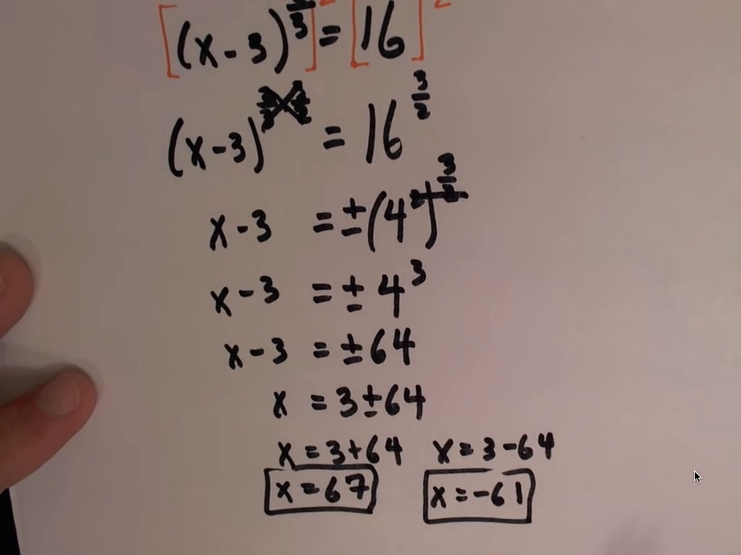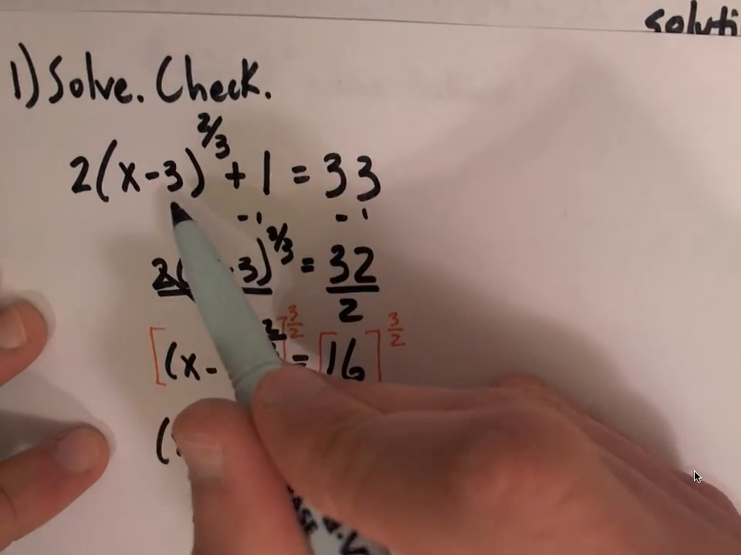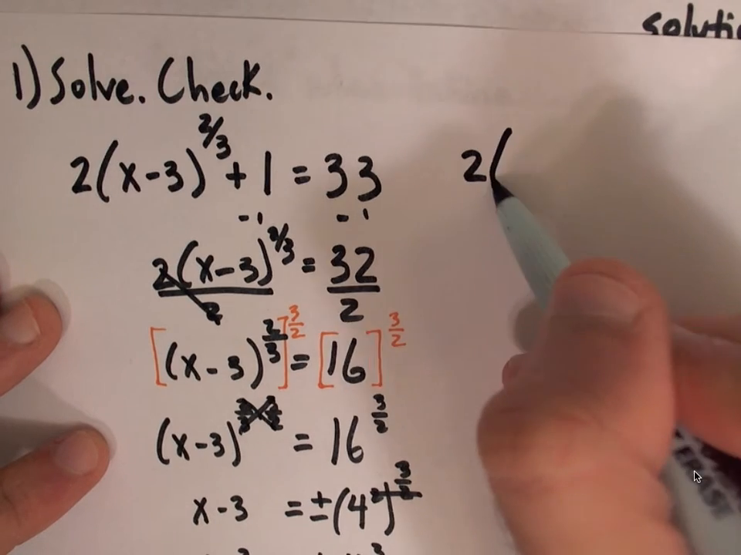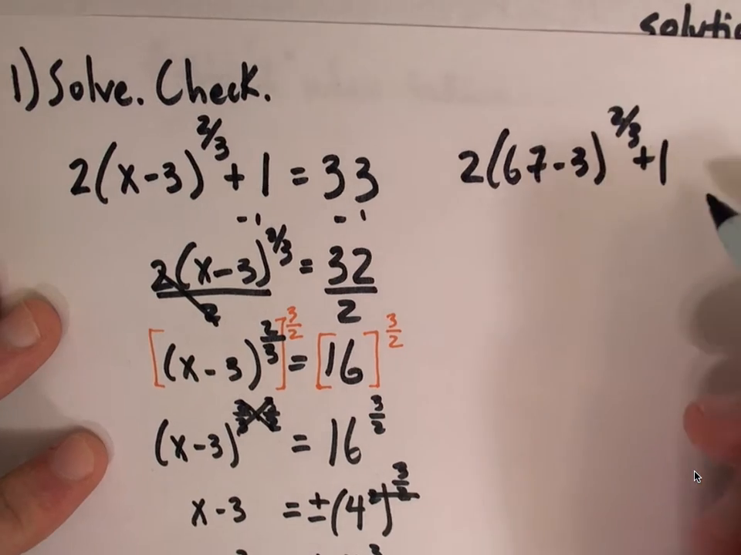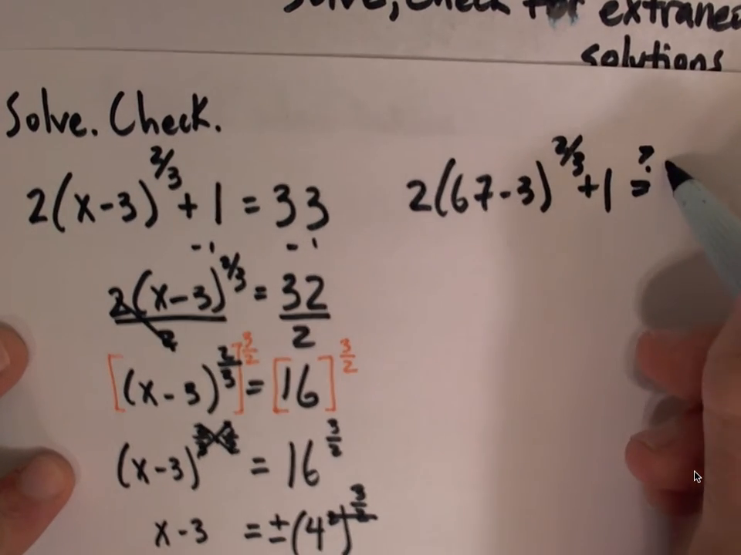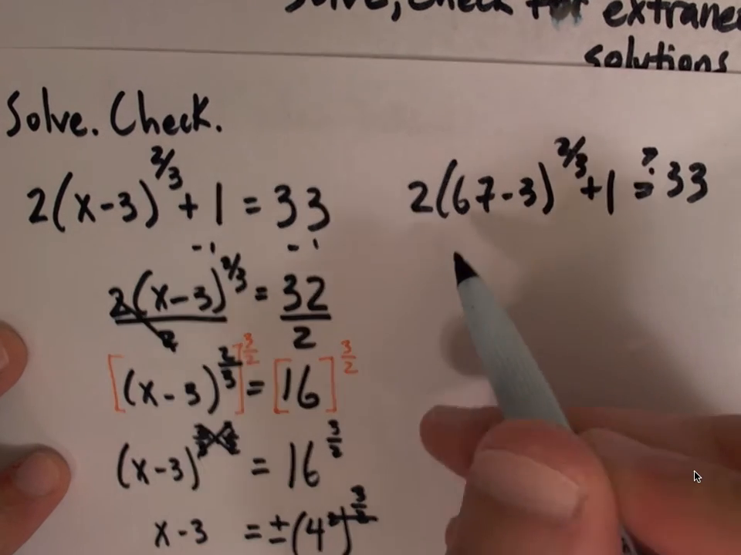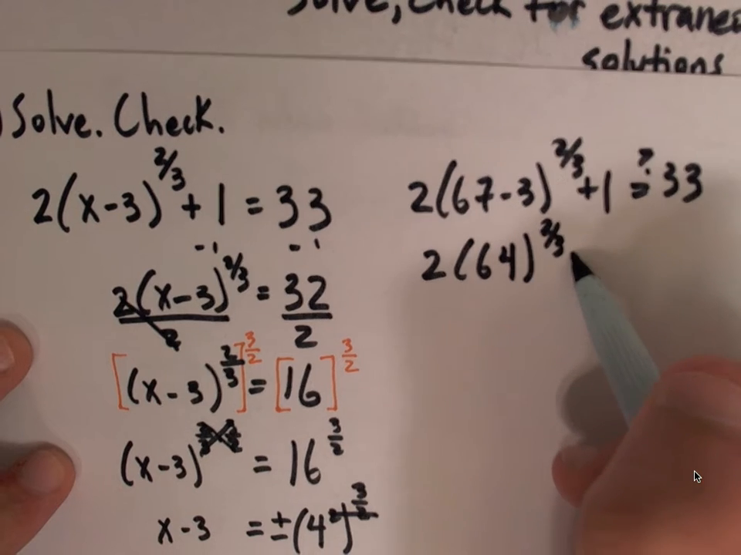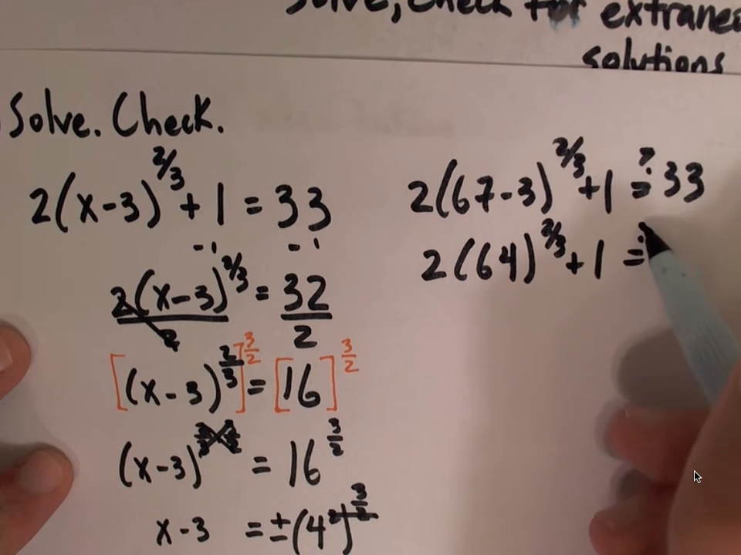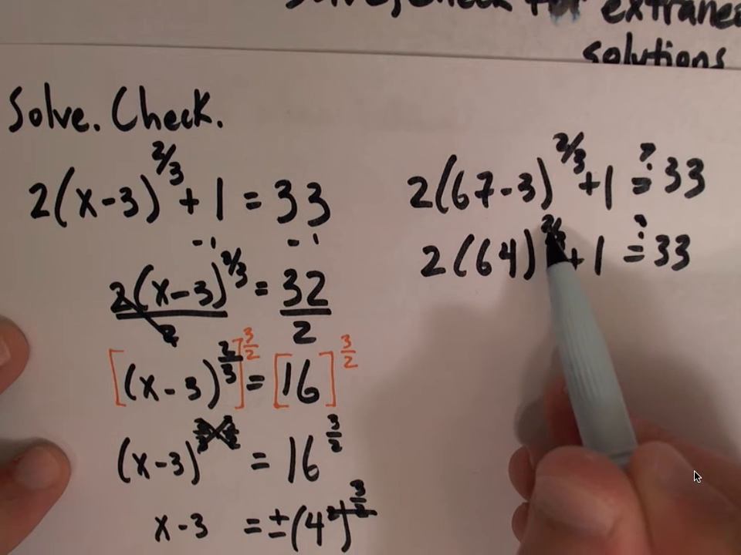So let's do 67. Let's go ahead and plug in 67 right at the very beginning again. So let's put 67 in here. Let's just do this quickly. So 2 times (67 minus 3)^(2/3) plus 1. Does that equal 33? Well, let's check. So 67 minus 3 is 64. That's 2 times 64^(2/3) plus 1. Does that equal 33? Well, 64 to the 2/3. I could do 64 squared and cube root that, or I could cube root 64 first.